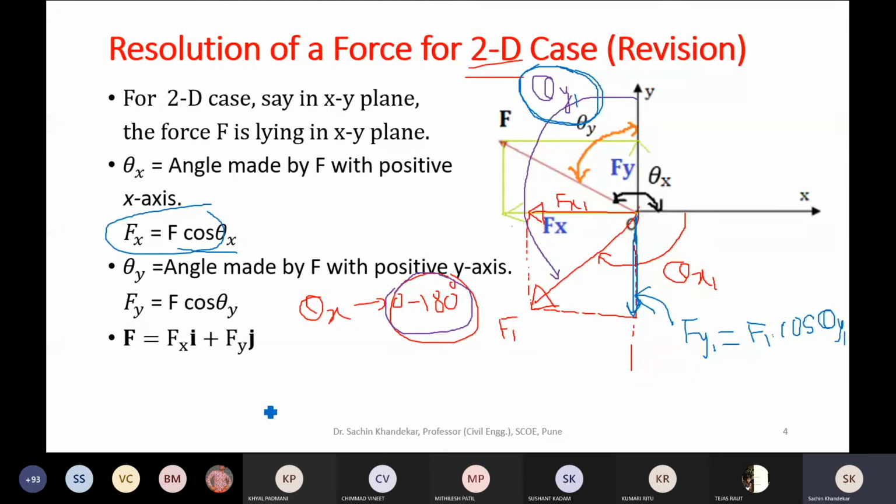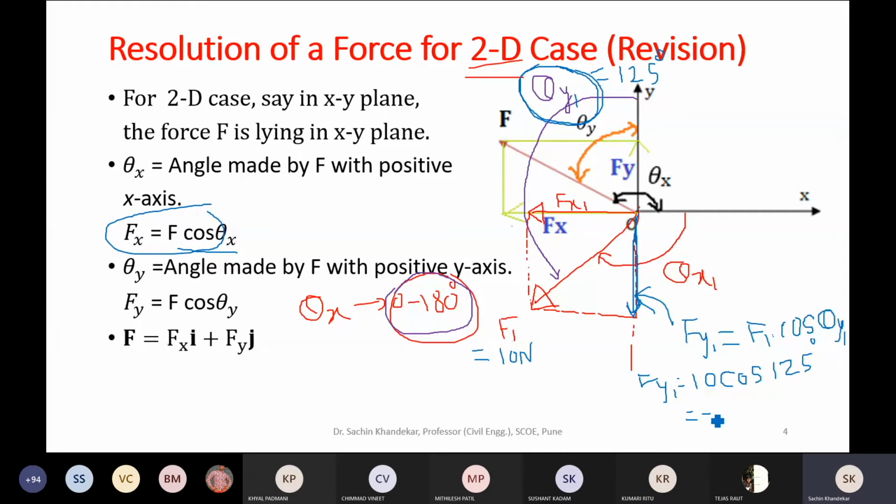So for example, suppose F1 is say 10 Newton. And say theta y1 is, of course, as from this figure it is clear that theta y1 must be greater than 90 degree. Say suppose it is 125 degree, for example. So using the calculator, you can check it now. Fy1 is equal to F1, magnitude is 10, into cos of 125 degree. Just check on the calculator and let me know its value. Anybody having a calculator, please do it fast and tell me.